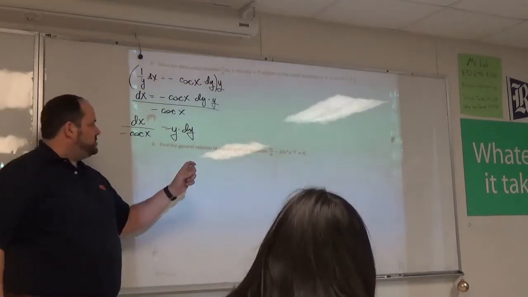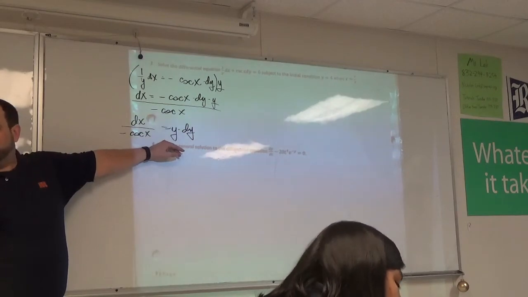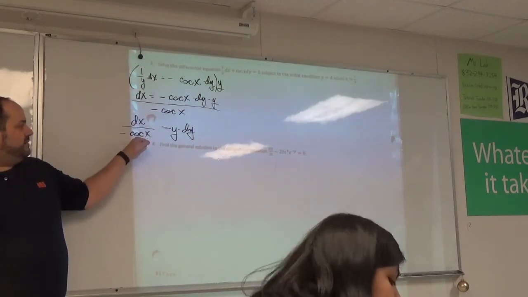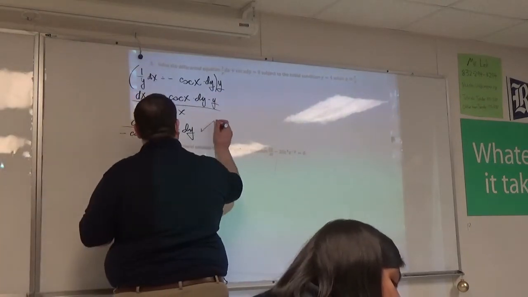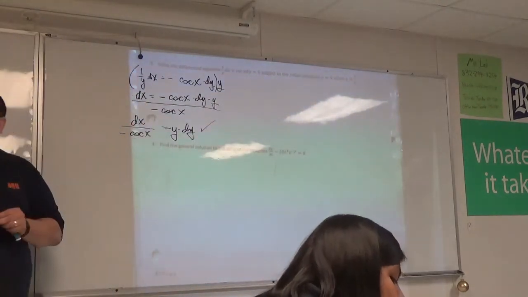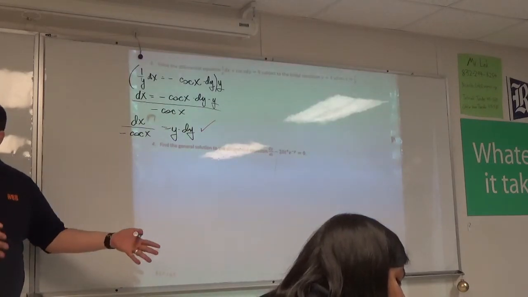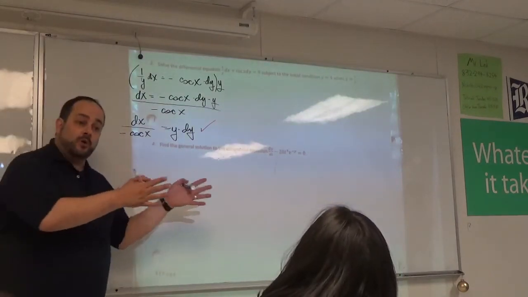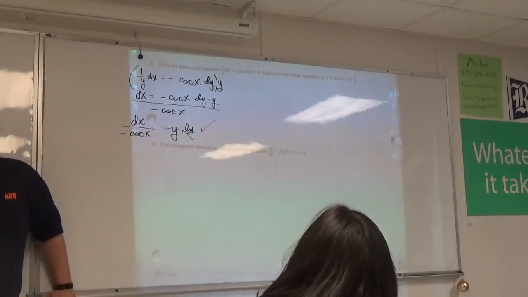All right, just quick show of hands. How many of you guys made it here with separating? dx over negative cosecant of x equals y dy. If you made it there, good news, you just picked up the first point. And you now know that it's a separable differential equation. If you know that, you know exactly what the next thing to do is.